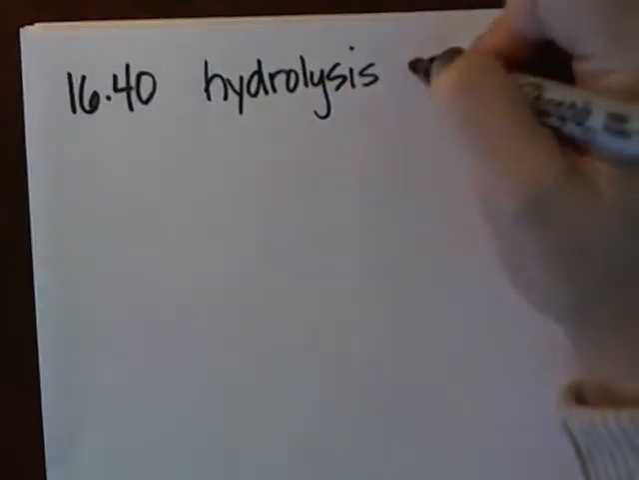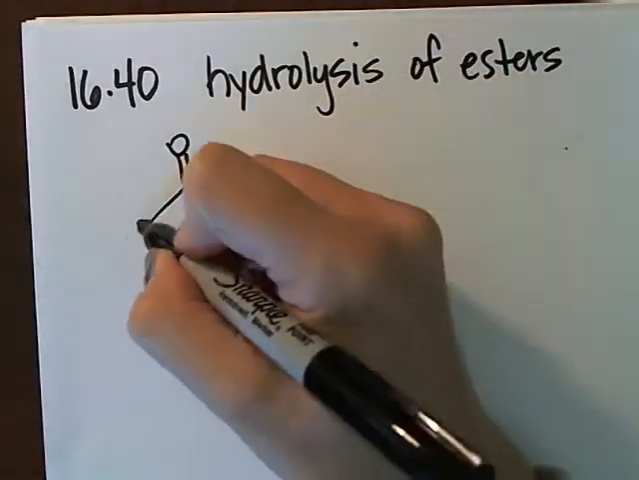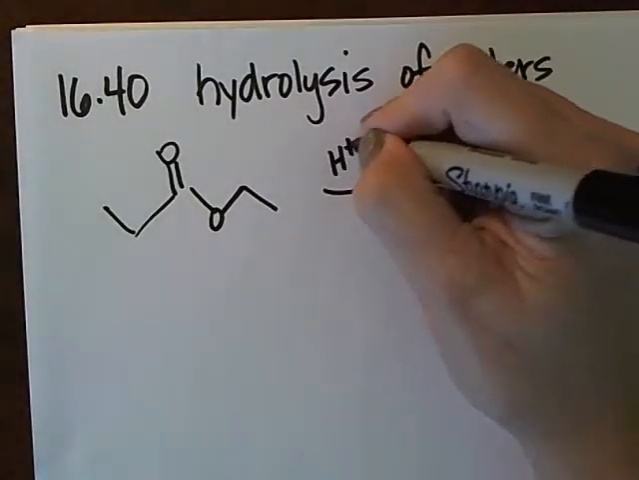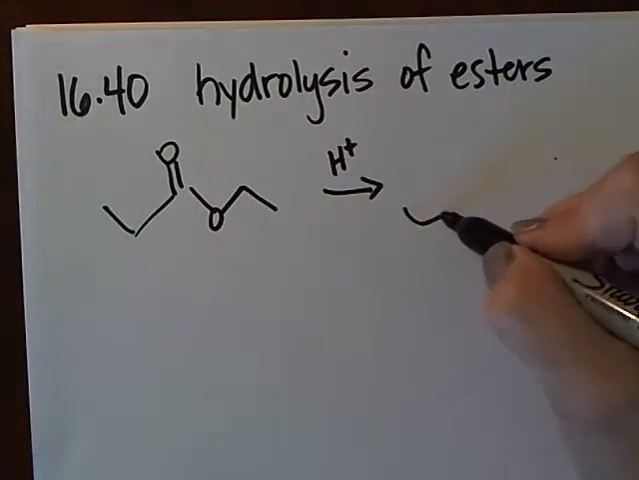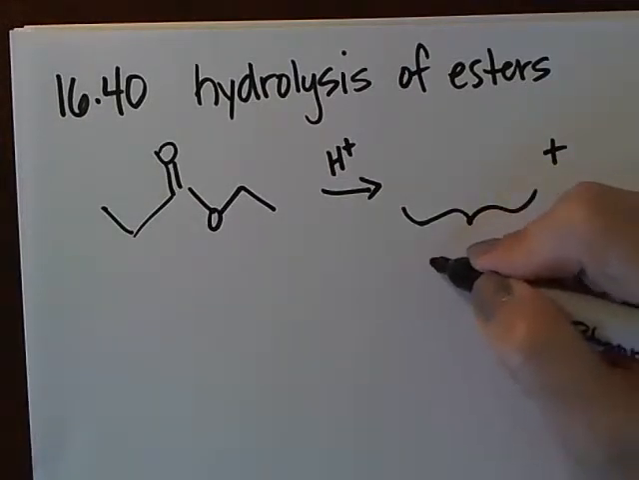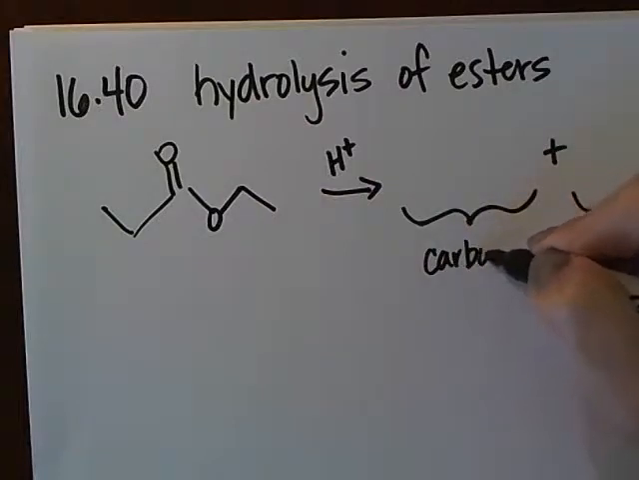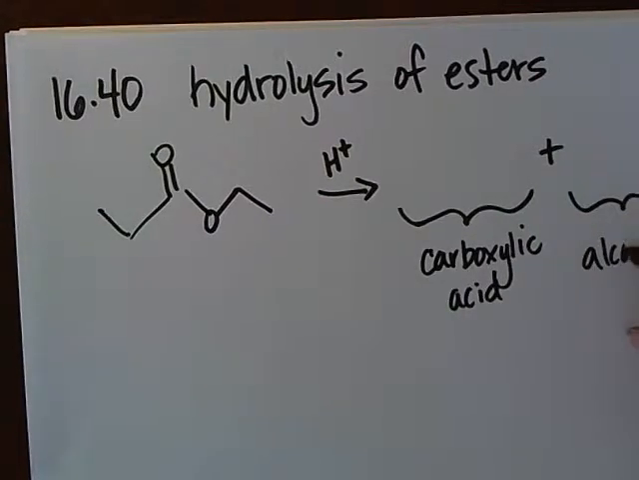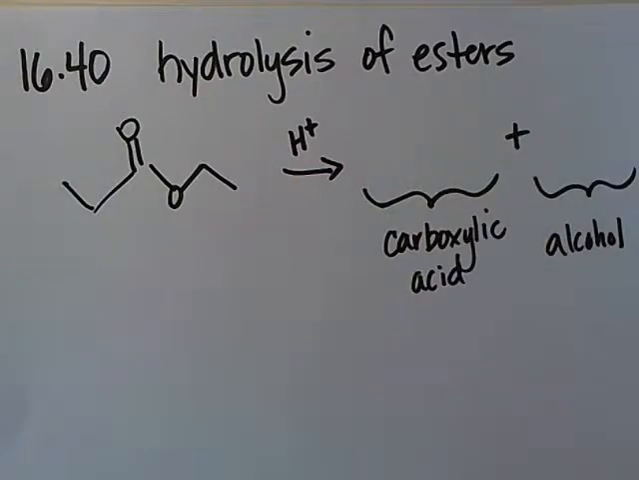Question 40 is about the hydrolysis of esters. So that basically means we already have our ester, whatever it is, and we're going to treat it with acid and some water, and we're going to get back the starting materials that we would normally think of when we make an ester. We'll get back our carboxylic acid and our alcohol.